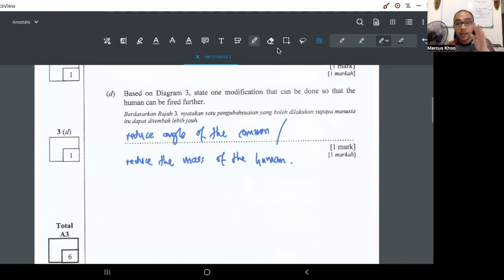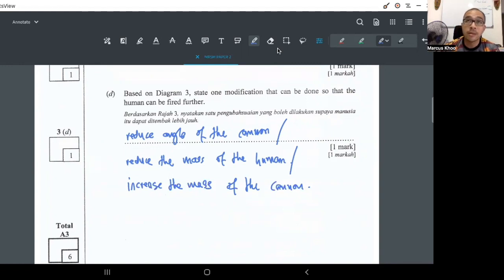Okay. Another one which I can also accept is to increase the mass of the cannon. Because when you increase the mass of the cannon, the recoil is going to be smaller, and so dia boleh terbang lebih jauh lah, okay, or lebih tinggi lah, okay, in our case of the 60 degrees. So either one of these 3 answers is acceptable.